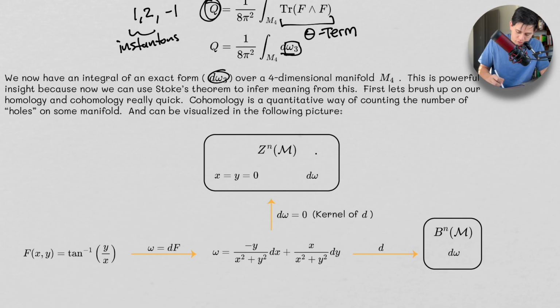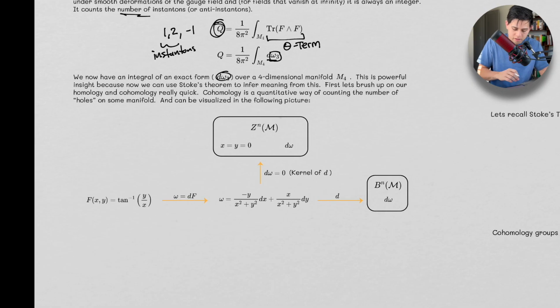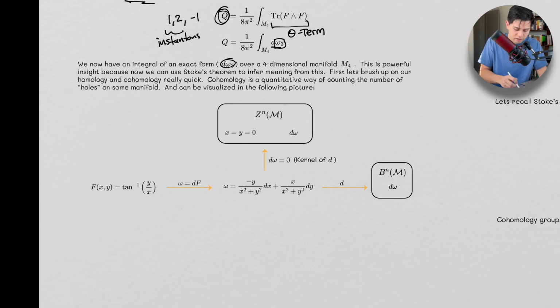Well, we're going to review a little bit of cohomology here before we dive into this. But the point here is that we're going to be able to do a Stokes theorem on this. And this is a powerful insight because, again, like I just said, we'll be able to invoke Stokes theorem to infer meaning from this. So first, let's brush up on our homology and cohomology.